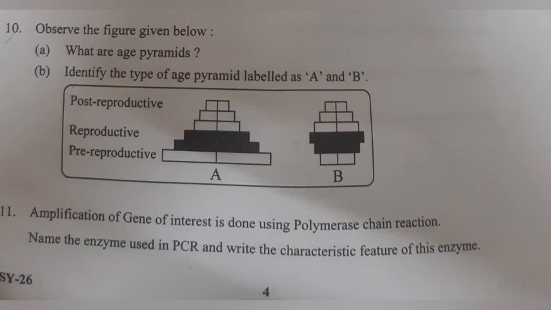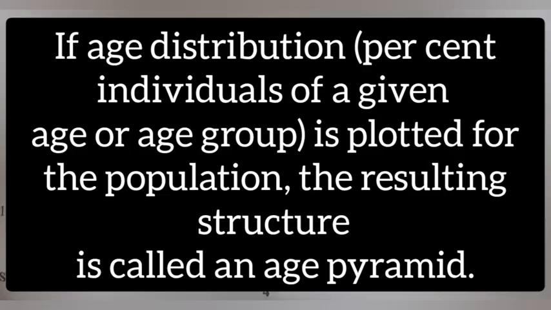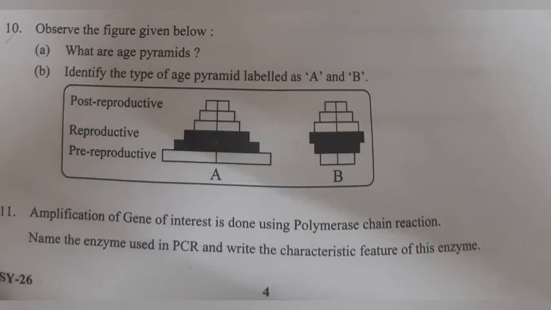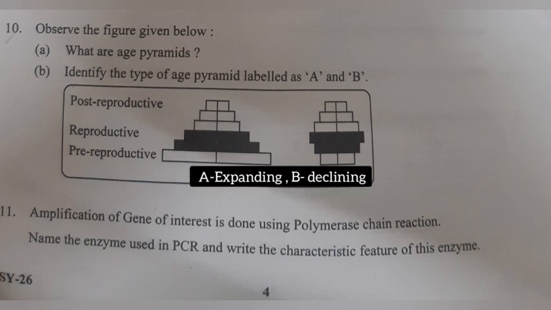A. What are age pyramids? Answer if age distribution, % individual of a given age or age group, is plotted for the population, the resulting structure is called an age pyramid. B. Identify the type of age pyramid labeled as A and B. Answer A. Expanding. B. Declining.